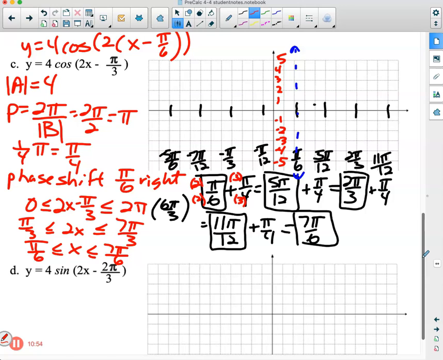Alrighty, this is cosine. Cosine starts high, but our amplitude was 4. So right here, I have to go up 1, 2, 3, 4. Cosine is high, axis, low, axis, and then of course high, which we can't fit on that one because we didn't have enough space for 2 full periods. But you can follow that pattern backwards.